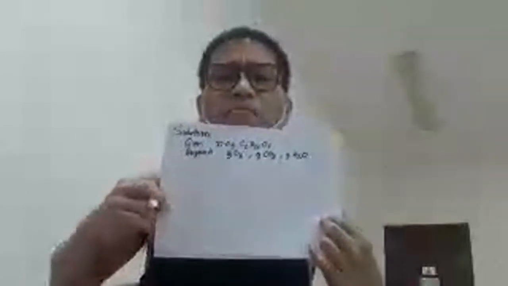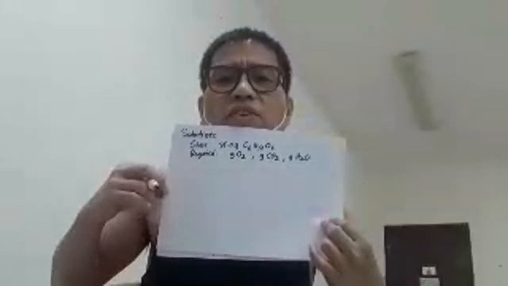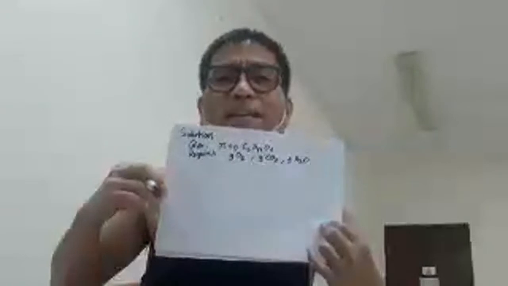Our given is 25 grams of glucose, which is C6H12O6. And we are required to find 3 masses, right? The mass of oxygen, the mass of carbon dioxide, and the mass of water. These are required: the grams of oxygen gas, the grams of CO2, and the grams of water. All are masses.